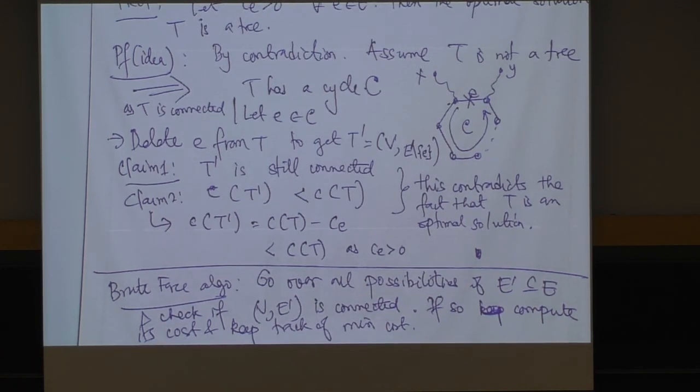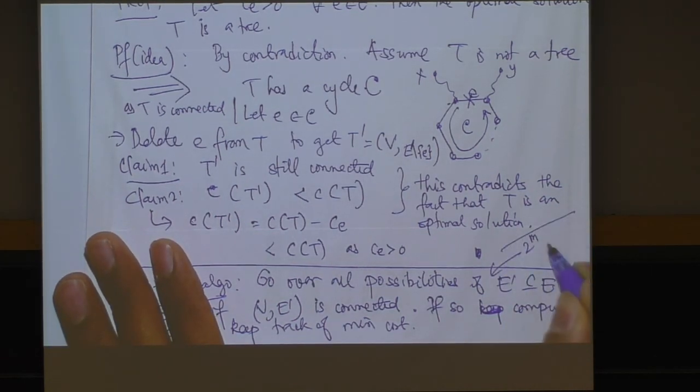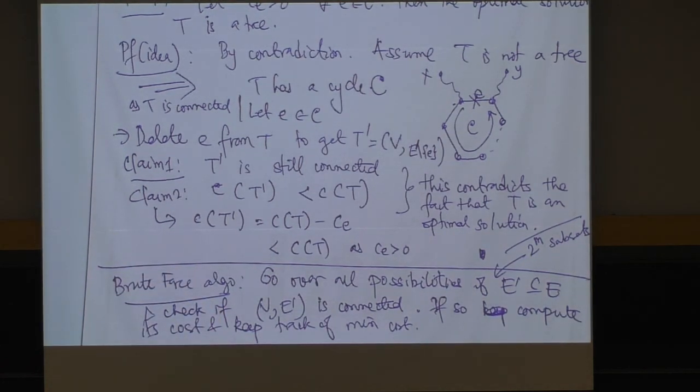Yes, as a quick question to see how much you remember about subsets and stuff. How many such subsets E prime can you have? Mehmet? 2 to the m. The original set is of size m. There are m edges, so you're looking essentially at the power set of a set of size m. So there are 2 to the m subsets, which clearly is not nice. So we want something that's polynomial in m and n.